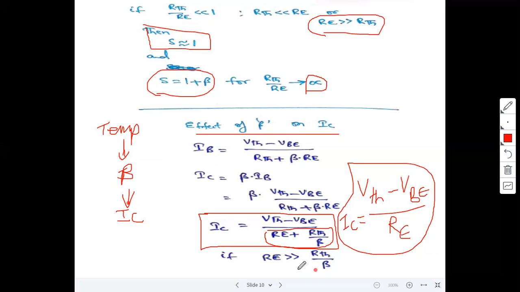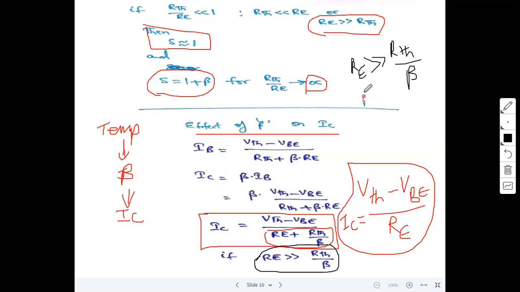But here, what is the condition? If we choose the resistor values such that Re is very much greater than R Thevenin by beta, then the collector current is independent of beta.